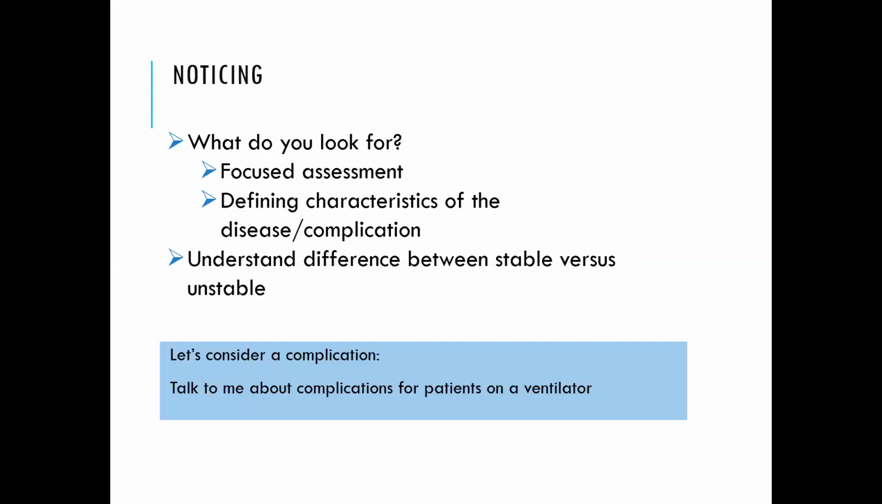Another thing to get good at with noticing is understanding the difference between a stable versus an unstable patient. The reason this is important is because sometimes the treatments differ depending on whether your patient is stable or unstable. For example, with dysrhythmias, if you have a patient with bradycardia, you are going to manage them a little differently if they're stable versus unstable.